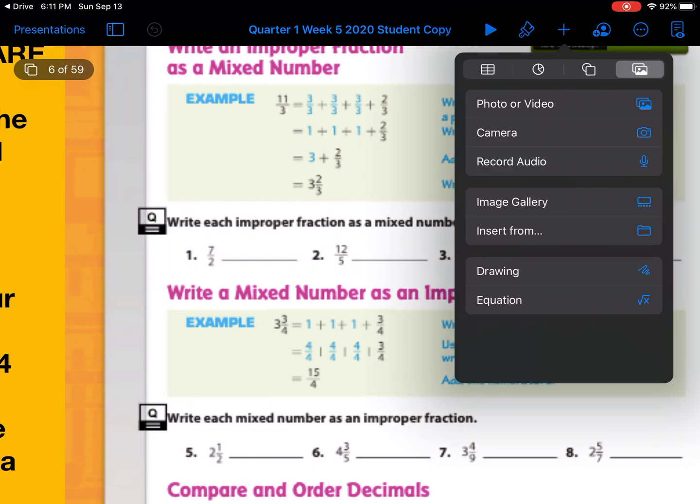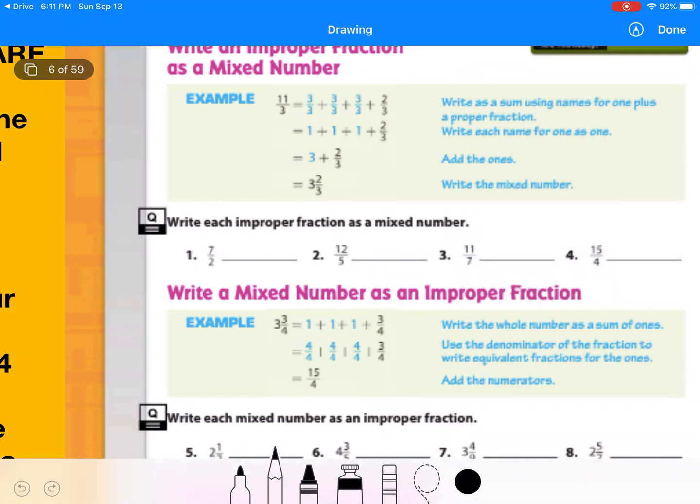Alright, so I'm going to click the plus sign in drawing so I can write. Now, Miss Wernicke does have a stylus, and that does help her write. I suggest getting one if you don't have one.